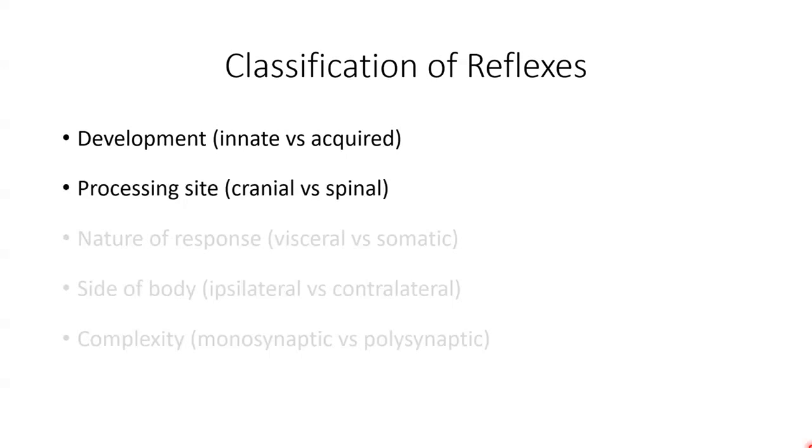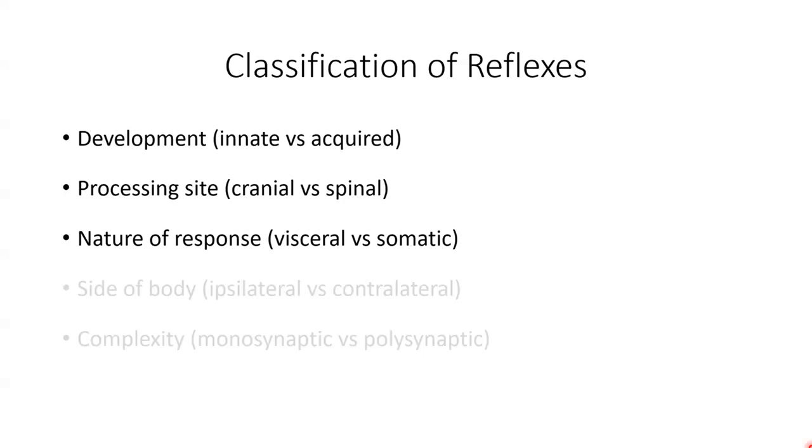We can then classify reflexes based on where the integrating centre sits. So we can have cranial reflexes, which is when the integrating centre sits in the brainstem. So this is involved in reflexive movements of the eyes, for example, that happen as you're reading. Or a spinal reflex, which is where the integrating centre sits in the spinal cord and usually involves structures lower down in the body, such as your arms and your legs.